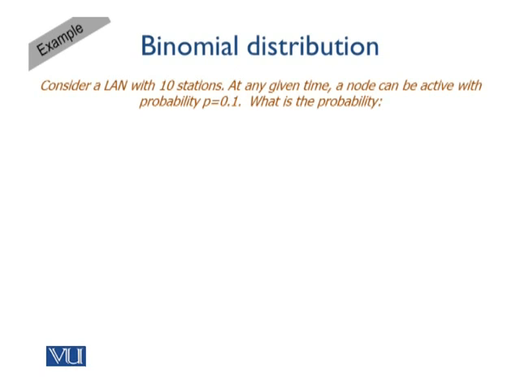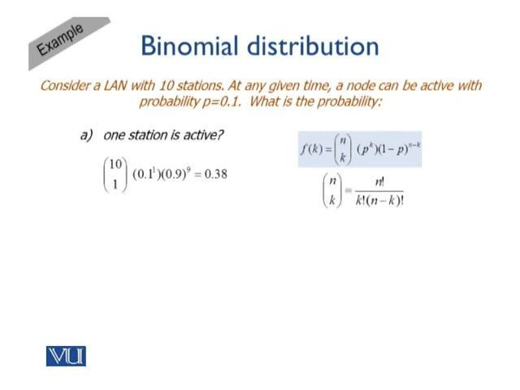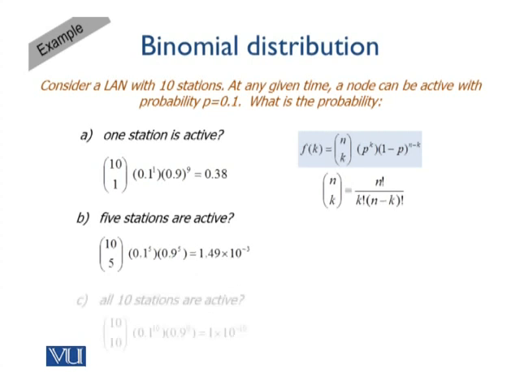So consider a LAN in which you have 10 stations. At any given time, a node can be active with a probability of 0.1. So we have n, which is 10. We have p, which is equal to 0.1. So now we can calculate the binomial distribution, which can help us answer many interesting questions. Questions like, what is the probability that exactly one station is active? What is the probability that exactly 5 stations are active? And what is the probability that all 10 stations are active?